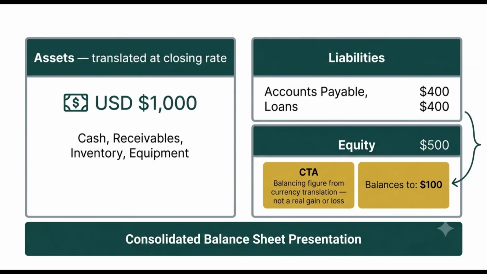Because P&L and balance sheet items are translated at different rates, the two sides of the consolidated balance sheet won't naturally balance after translation. There's a small mismatch purely caused by using different exchange rates for different lines. That mismatch is the Cumulative Translation Adjustment, or CTA. It isn't a real gain or loss from operations. It's an accounting consequence of translating a multi-currency group into one presentation currency. The CTA sits within group equity, absorbing that difference so the balance sheet balances.